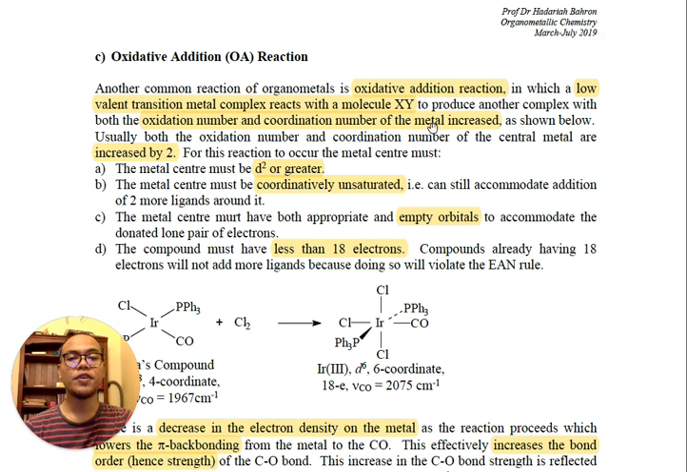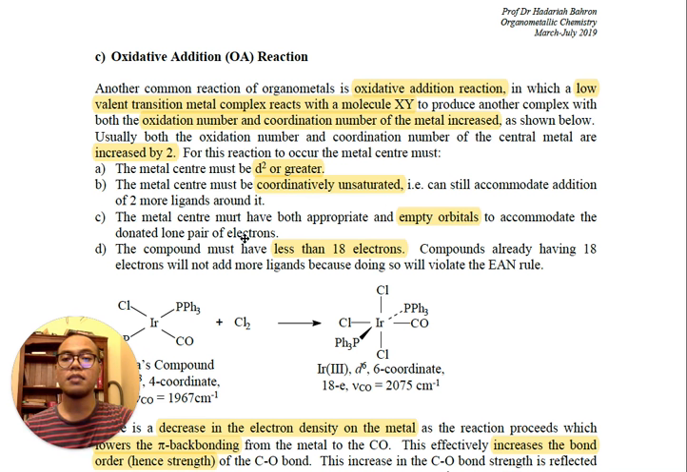For this type of reaction to proceed, we must have, number one, the metal center must be d2 or greater, cannot be less than that, or else there will be no oxidative reaction taking place. And the second one, the metal center must be coordinatively unsaturated, meaning it cannot be too saturated. When it is saturated, there will be no site, no place for the newly added ligand to be attaching to. So you must have a complex that is not really saturated.